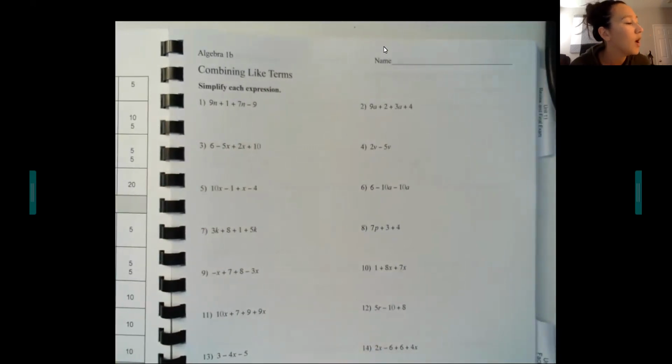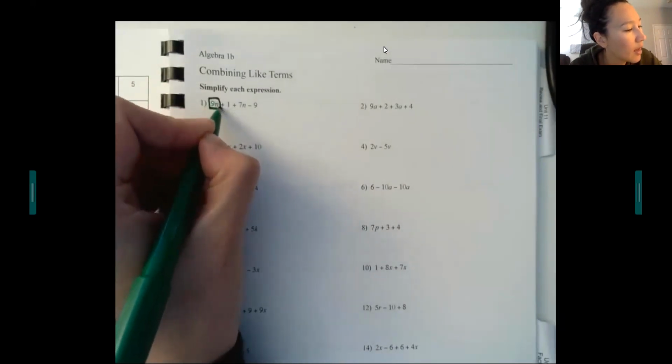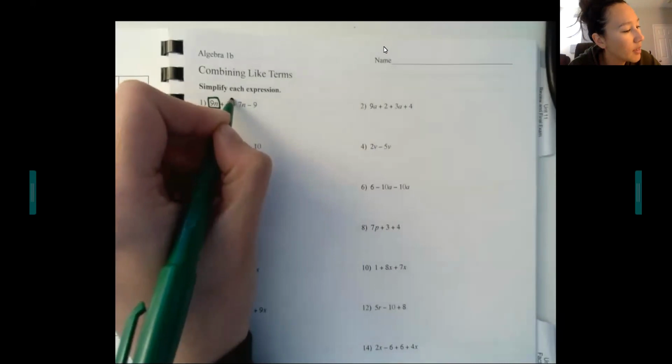All right, so first, according to our notes, we need to use different shapes to identify the like terms. So it looks like we have a 9n and we have a positive 7n.